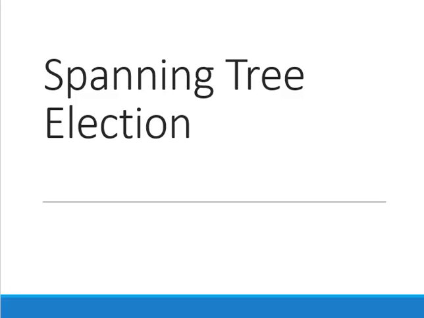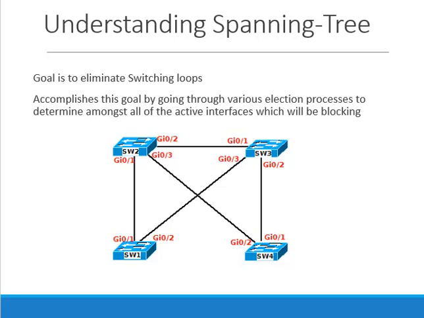Here we're going to examine the spanning tree election process. The goal of spanning tree is to eliminate layer 2 switching loops. So if we look at this topology, we want redundant links, right? So if something goes down, or one link goes down, we can bring another one up.